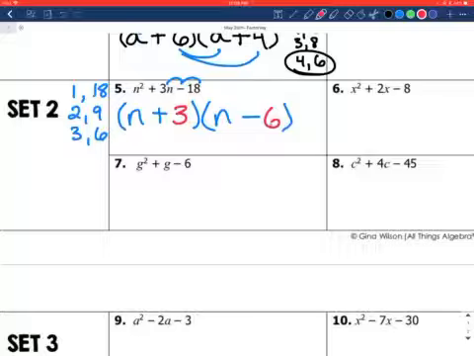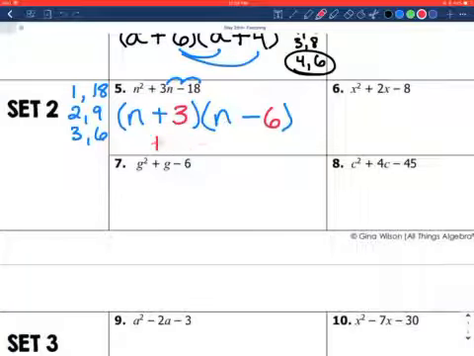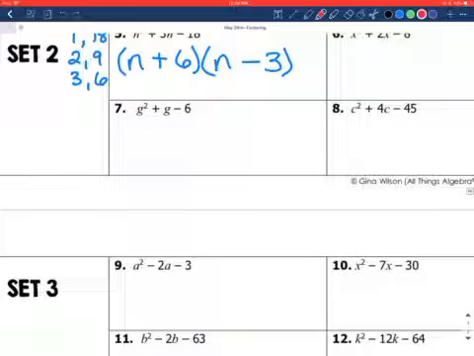If I put the 3 first, even though it's not the biggest number, then that would have given me a positive 3 in and a negative 6 in. But you can see when you combine those and add those out, that'll give you a negative 3 in. We had a positive, right? So that is not correct. What you have to do is put that bigger number first, and that will keep everything straight for you.